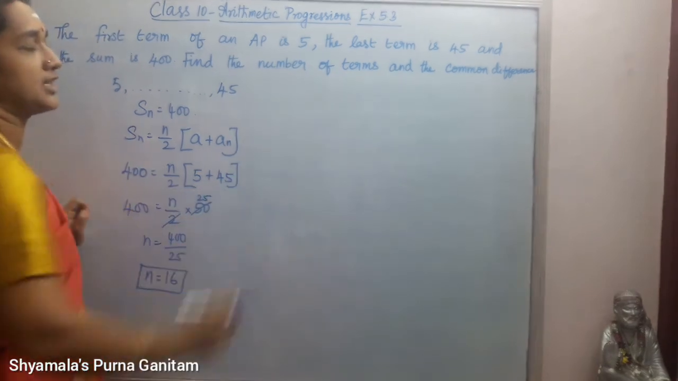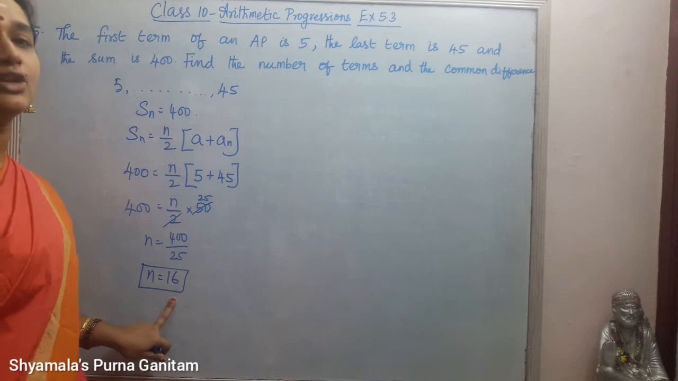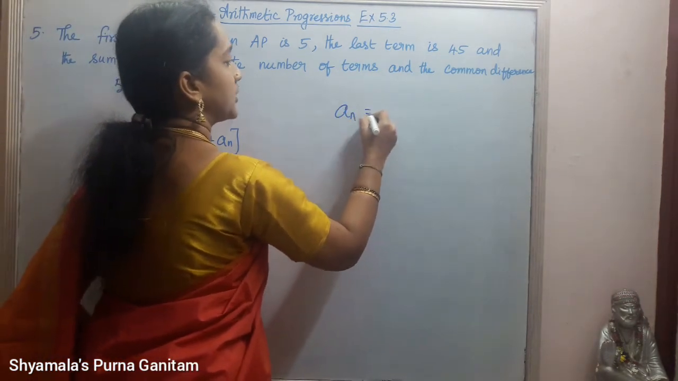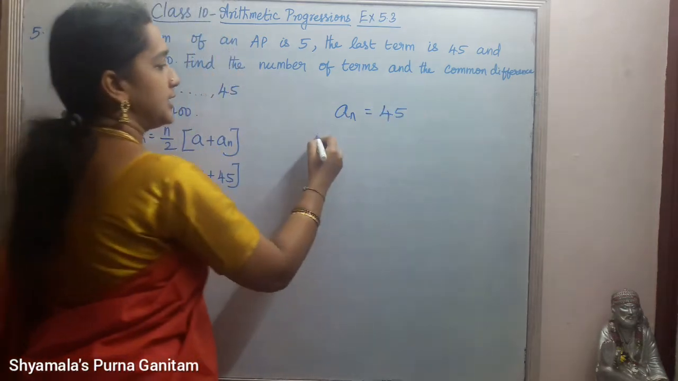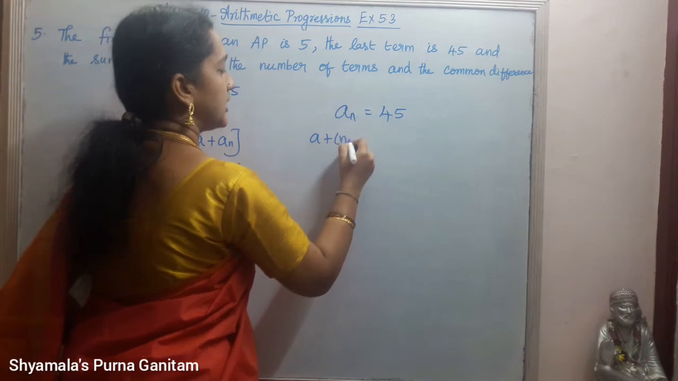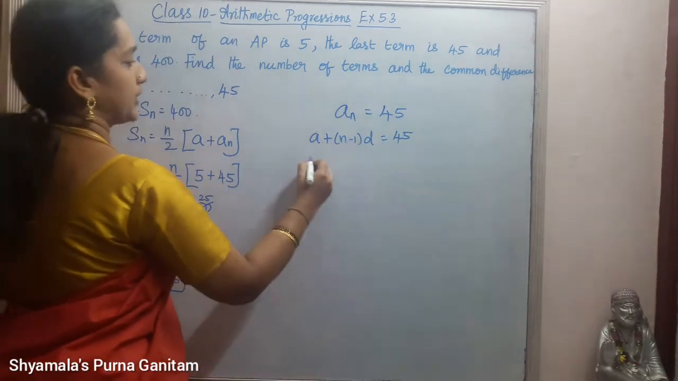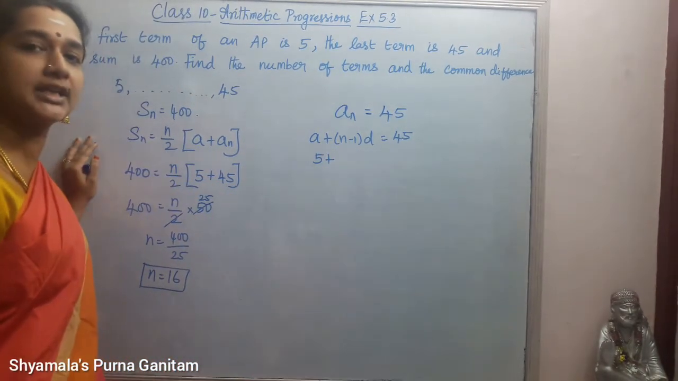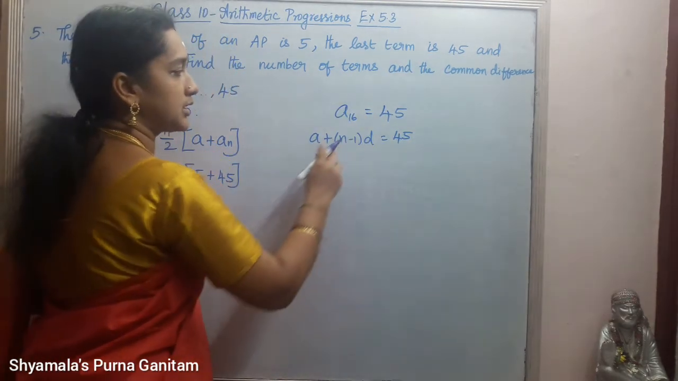So the first thing we were asked to find is the number of terms. So the number of terms is 16. Then the common difference we need to find. So for that we will use an. So an here, in the question, is given as 45. So a plus (n minus 1) into d is equal to 45. So a is 5 here, plus the number of terms n we got as 16. So instead of n we will substitute 16 here.